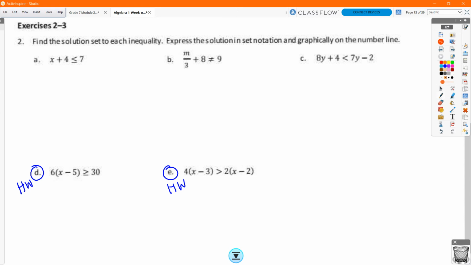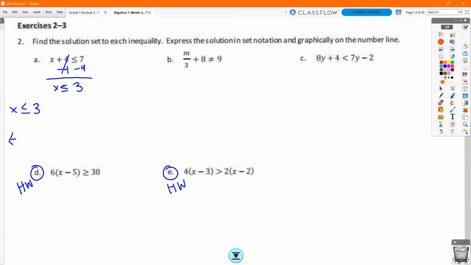So we have x plus 4 is less than or equal to 7. Let's go ahead and solve this one. The first thing we have to do is get rid of that positive 4. So we're going to subtract 4 from both sides. x plus 4 minus 4 gives me 0. That leaves me x is less than or equal to 7 minus 4, which is 3. So in set notation, x is less than or equal to 3.